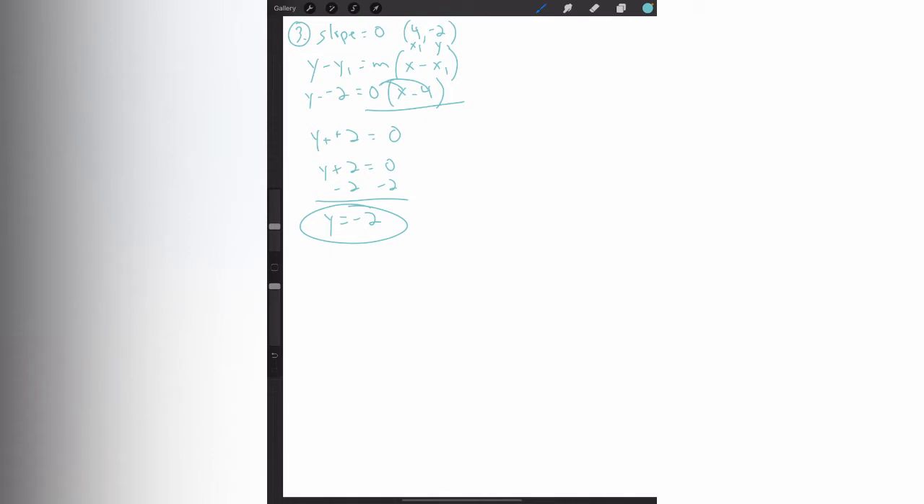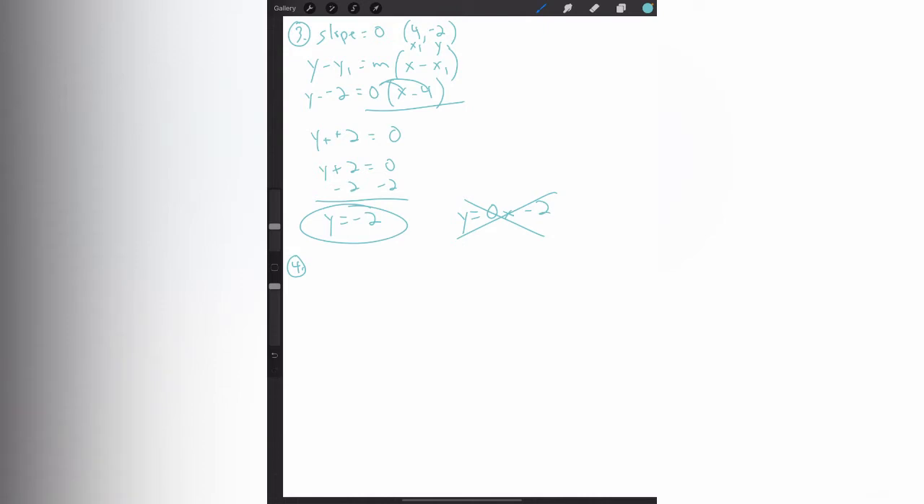There's no slope. 0 in front of x, like if you were to write y is equal to 0x minus 2, 0 times anything is 0, so there's no point of even including that. You don't need to do that. Just say y is equal to negative 2. All right, moving on. Number 4.